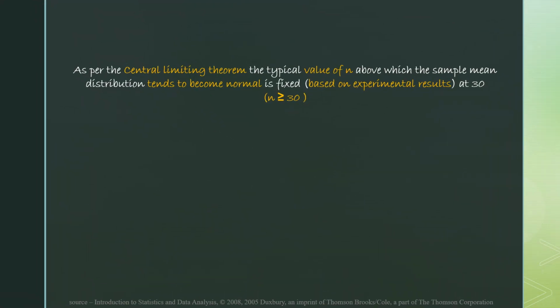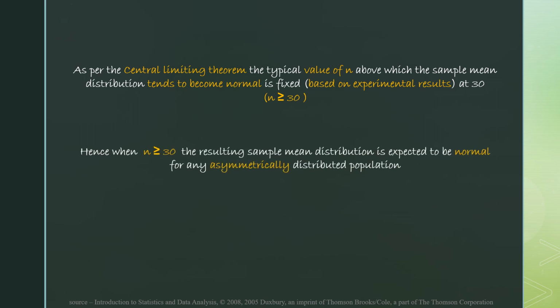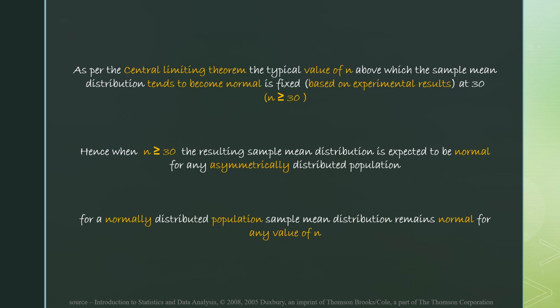As per the central limit theorem, the typical value of n above which the sample mean distribution tends to become normal is fixed based on experimental results at the value 30. That is, the central limit theorem applies when n is greater than or equal to 30. Hence, when n is greater than or equal to 30, the resulting sample mean distribution is expected to be normal for any asymmetrically distributed population. For a normally distributed population, the sample mean distribution remains normal for any value of n.